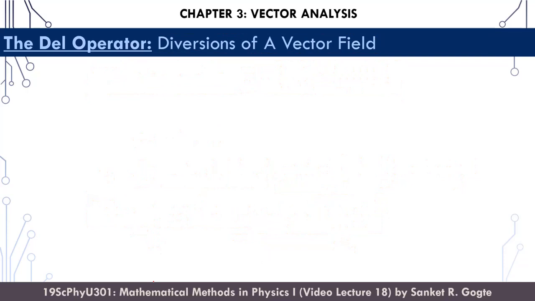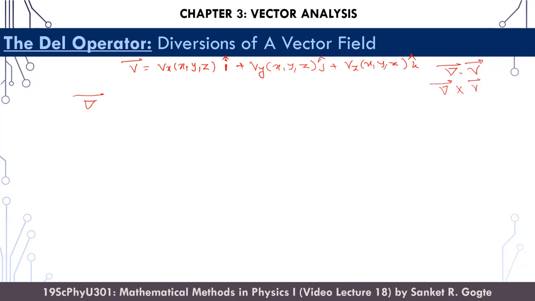Let's now consider another operation between this del and a vector field v. Suppose the vector field v is vx, which is a function of x, y, z, plus vy plus vz. Now since del is a vector operator and we are operating this del onto v, there are two kinds of multiplication possible. The first one is if I take the dot product between the two vectors, and the second possibility is that I take the cross product between the two vectors.